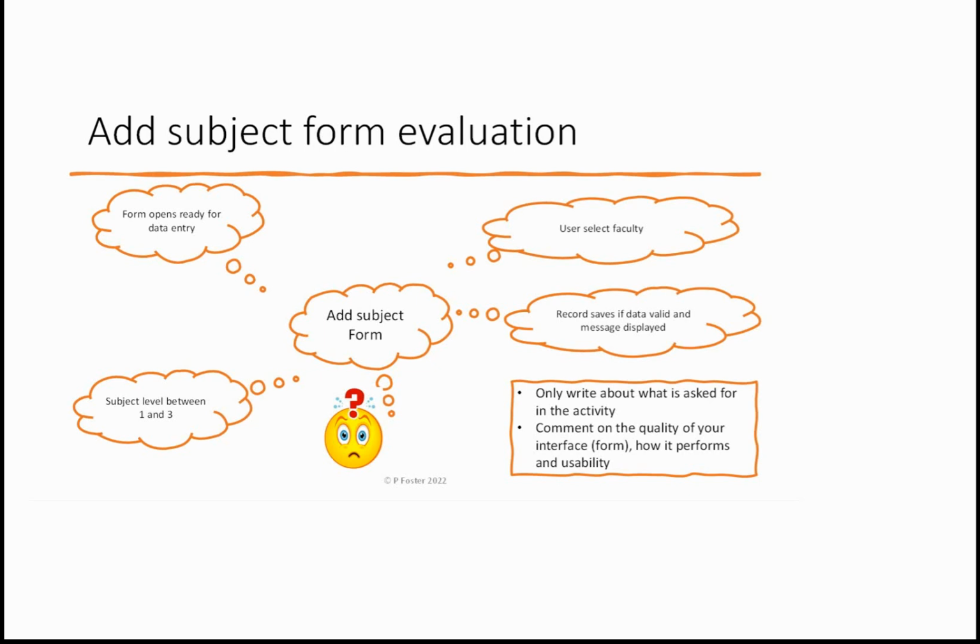This is going to be a paragraph about adding the subject. And what we've been asked to do is cover when the form opens ready for data entry, that the subject level is between 1 and 3, that the user can select the faculty, and that the record saves if the data is valid and a message is displayed. Just a reminder, only write about what is asked for in the activity and comment on the quality of your interface, your forms, how it performs and its usability.